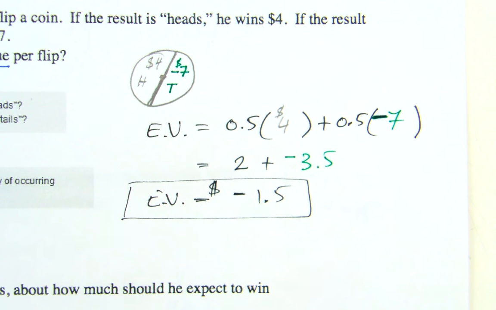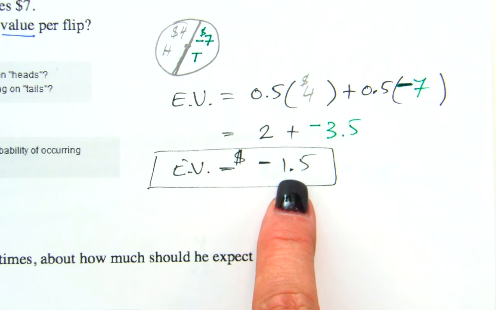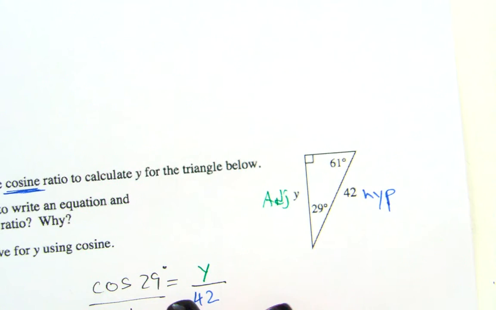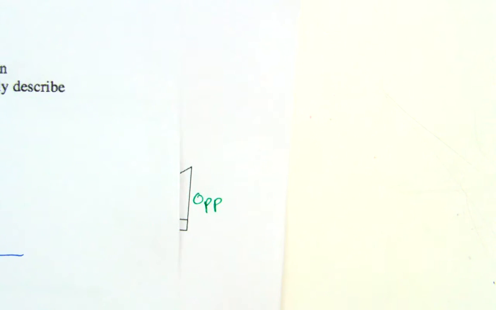So if he flips the coin 8 times, about how much should he expect to win or lose? That's part B. Well, he's going to lose $1.50 per spin. If he flips the coin 8 times, what are you going to do? I'm going to let you answer that question. What do you have to do? 77 is done.